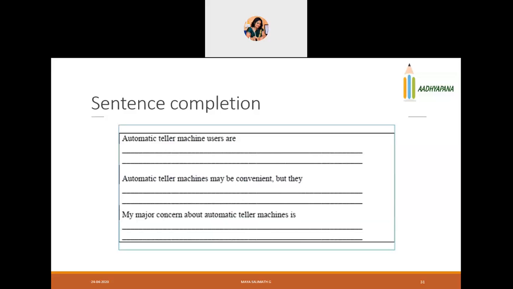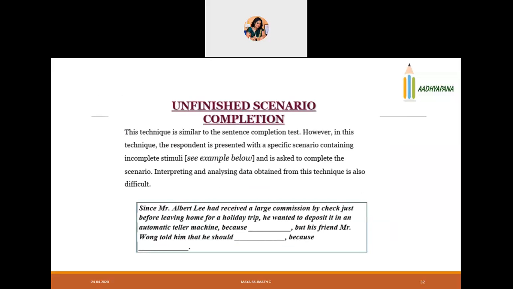Sentence completion: "ATM users are..." You just leave the sentence half done, so whatever comes to their mind, they will write it. This is a question taken from research on ATMs. Then unfinished scenario completion: you can also give such scenarios wherein the person will give you an answer for this question.